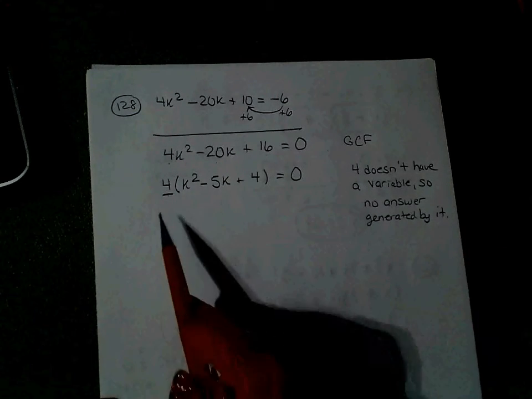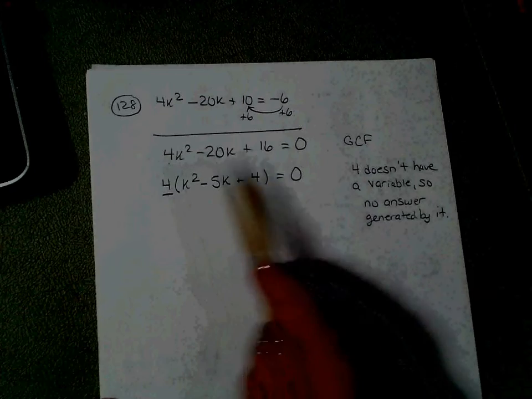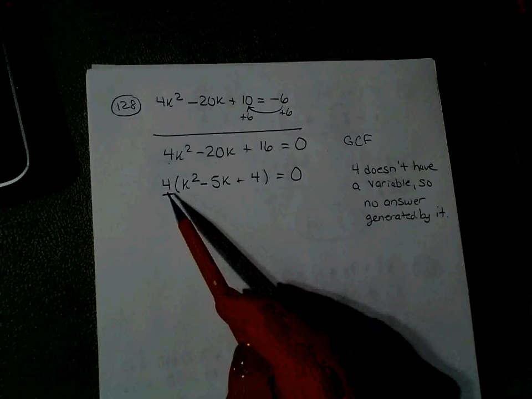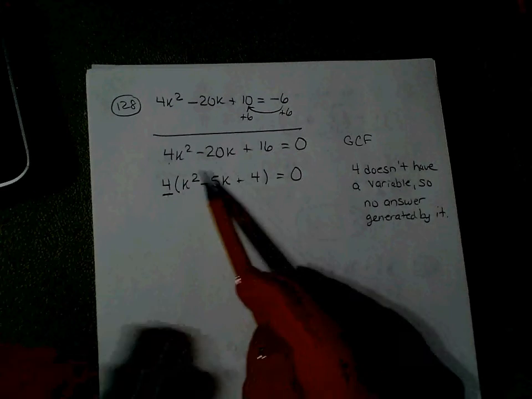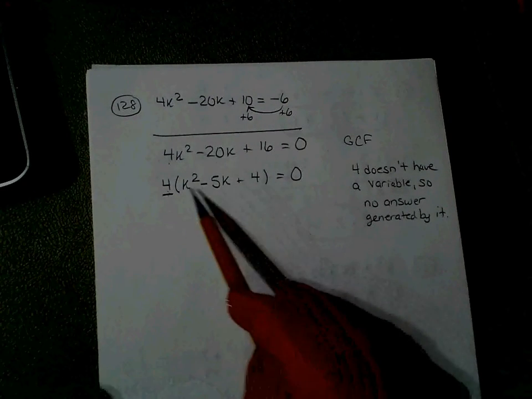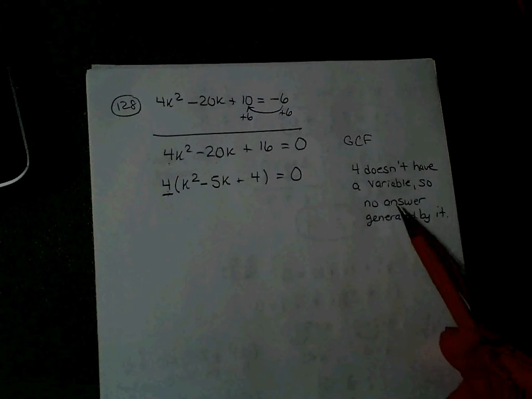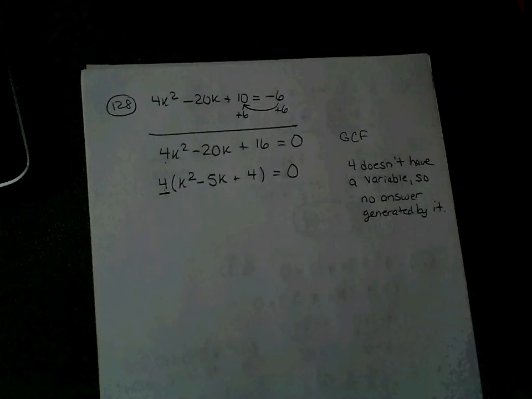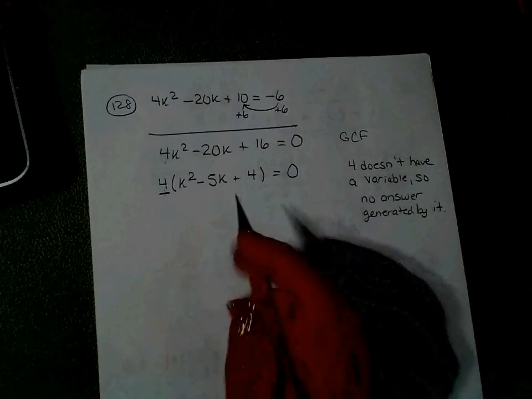So that should tell you, if you had this same problem, but instead of everything having a GCF of 4, if everything had a GCF of 5, or everything had a GCF of 6, this part would stay the same. That part wouldn't matter, and you would always get your same answers from here. So just remember, if it doesn't have a variable, there's not going to be an answer. Okay? So that 4 doesn't play any role in my problem from here on out.